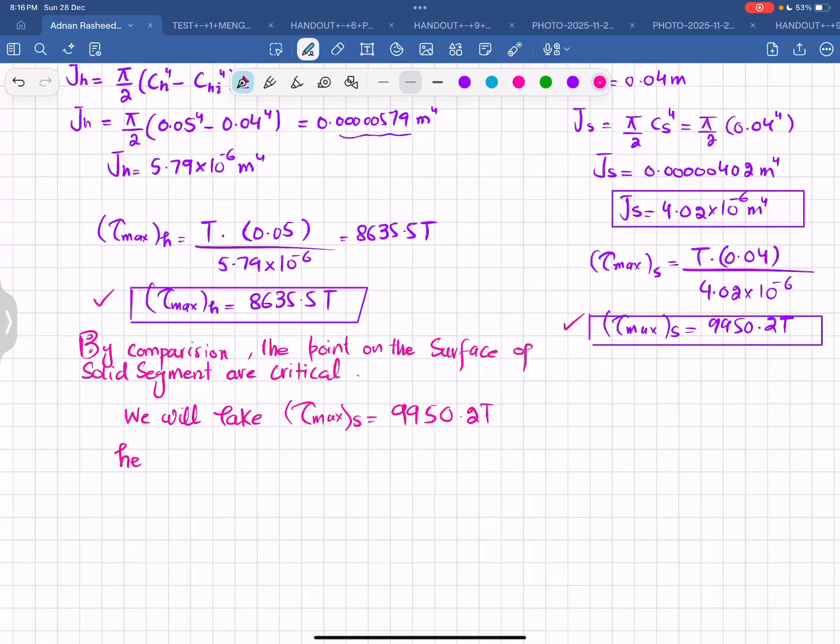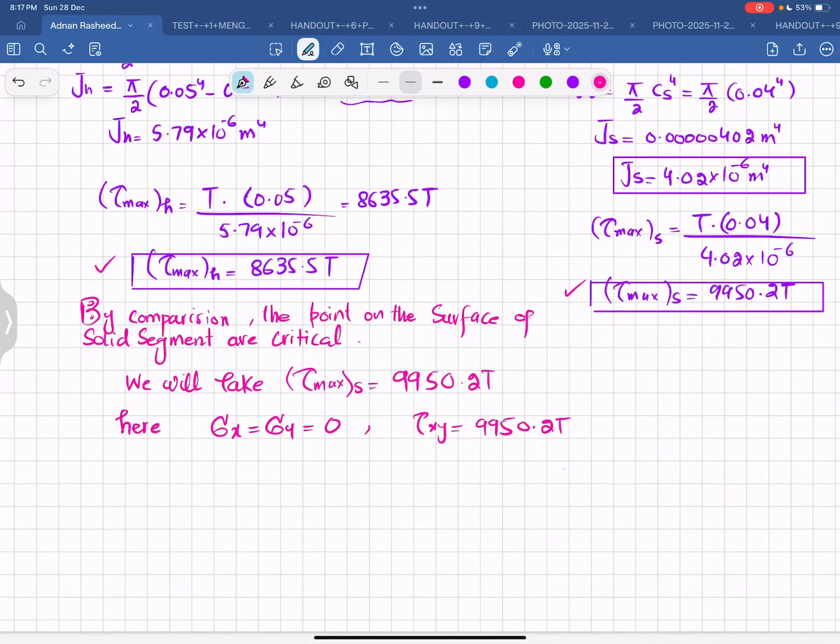Now we have this maximum shear stress here. You can see this is under pure shear stress. So sigma x is equal to sigma y is equal to 0, and we have only shear stress of xy, which is 9950.2 times T. If I draw the state of stress on the element, it will be purely like this, and this shear stress of xy is 9950.2 times T.